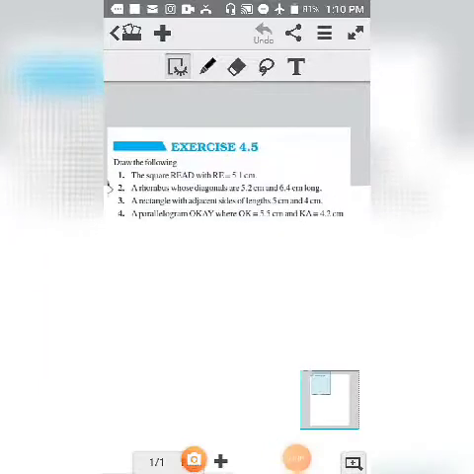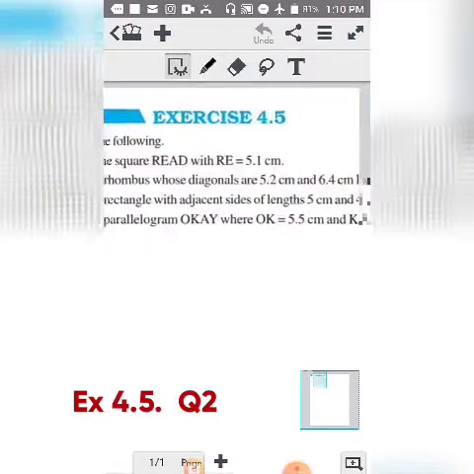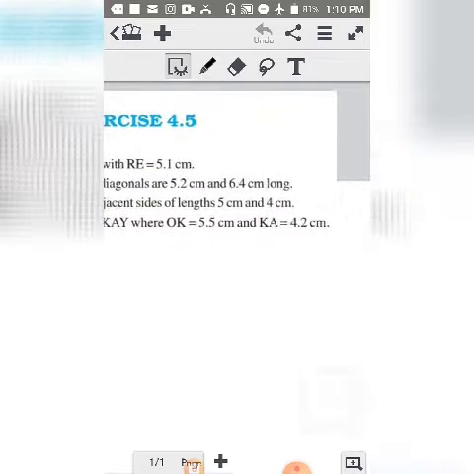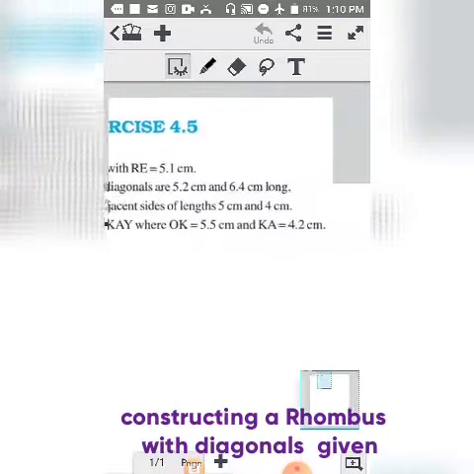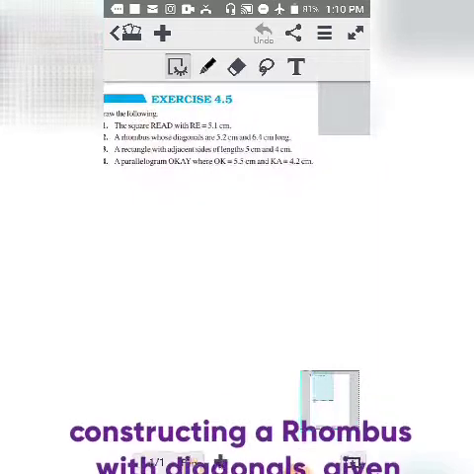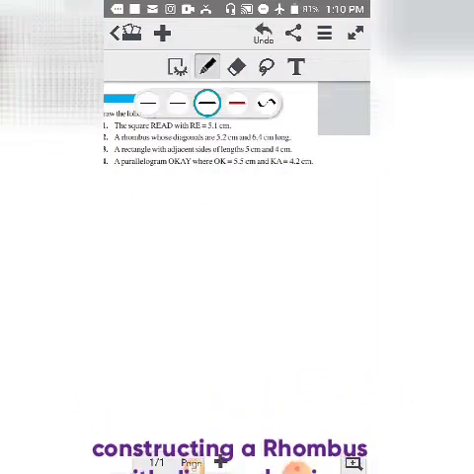Exercise 4.5, question number 2. Construction of a rhombus whose two diagonals are given, 5.2 and 6.4. So this you did earlier also. The figure does not have any side given. Since only the diagonals are given, the figure will be made with the diagonals.